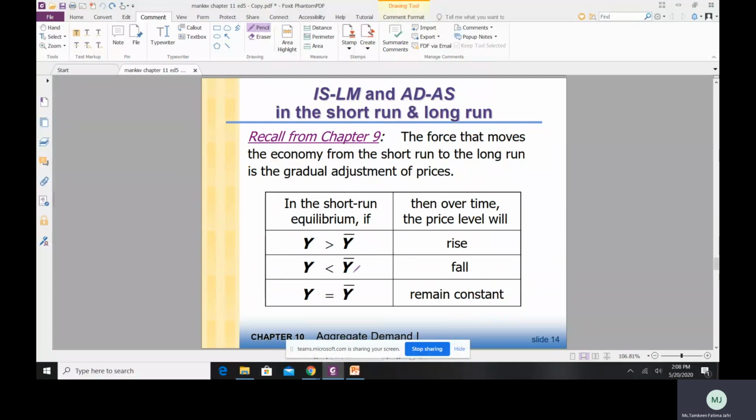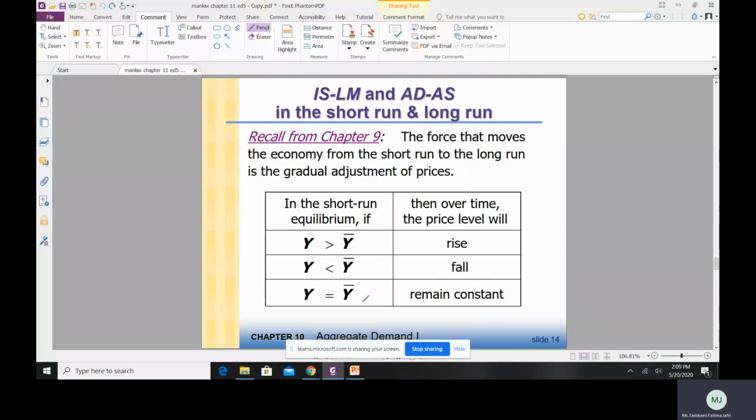Similarly, if output level is less than the natural level of production or the full output level, this means that you are underutilizing your resources. You're using the labor resource and the capital input at less than its full capacity. So as a result, the cost of production is going to reduce, and when cost of production reduces, naturally, product prices are going to fall as a result. So that is why it is written here that whenever y is less than y bar, over time the prices will fall. When y is equal to y bar, then the prices are going to remain constant.